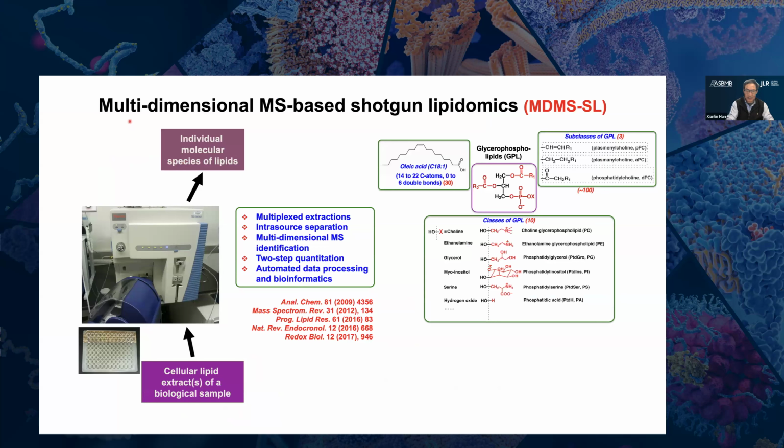It can first achieve a separation based on the charge difference, by category, then use the ion source to separate these different lipids, and use different variables of the mass spectrometry to identify and quantify the lipids, followed by data processing. Here is an example we did.